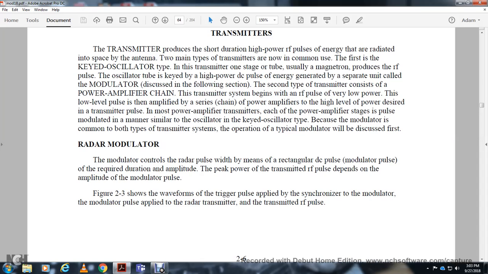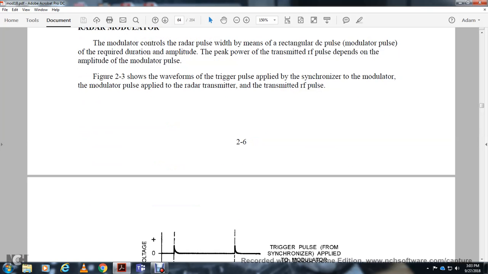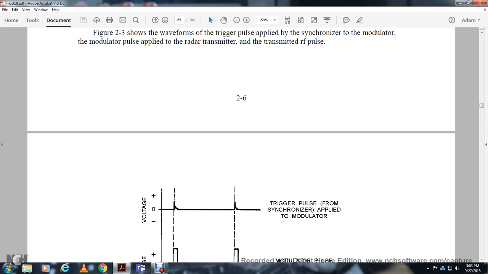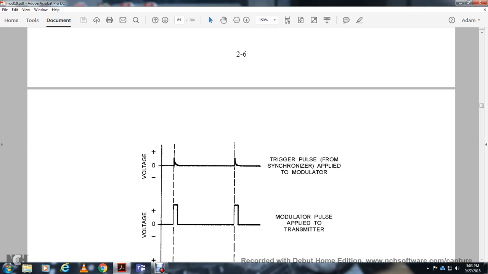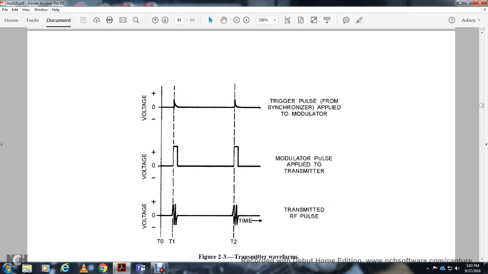The modulator controls the radar pulse width by means of a rectangular DC pulse of the required duration. The amplitude of the modulator pulse determines the peak power of the transmitted radio frequency pulse. Figure 2.3 shows the waveforms of the trigger pulse applied from the synchronizer to the modulator, the modulator pulse applied to the transmitter, and the transmitter radio frequency pulse.